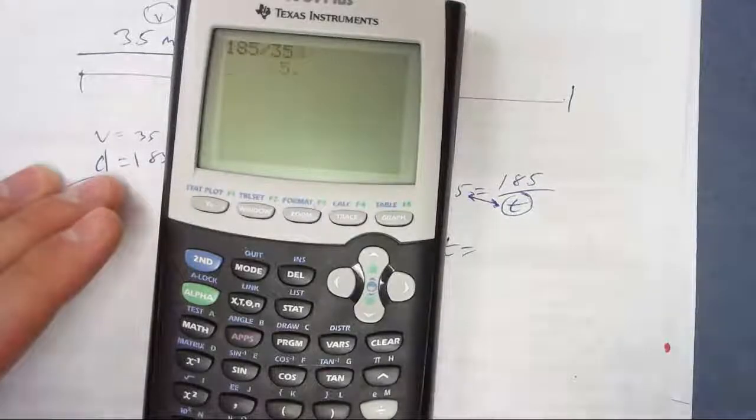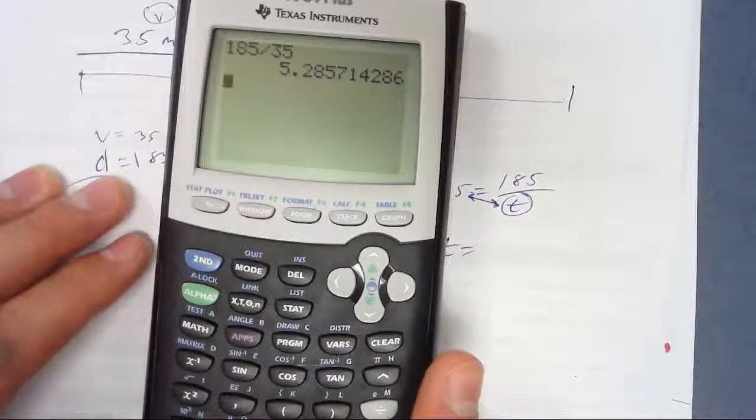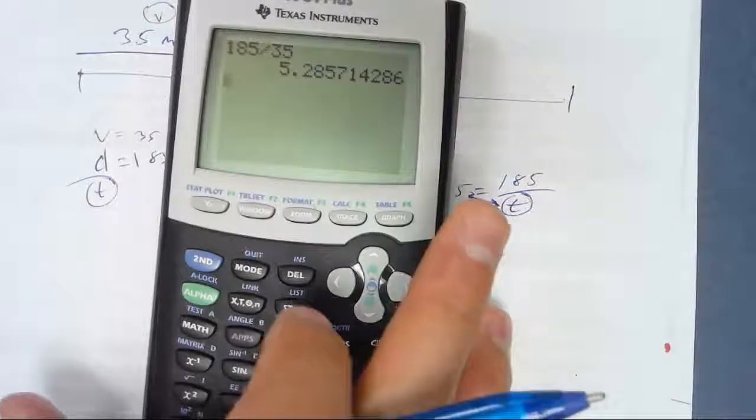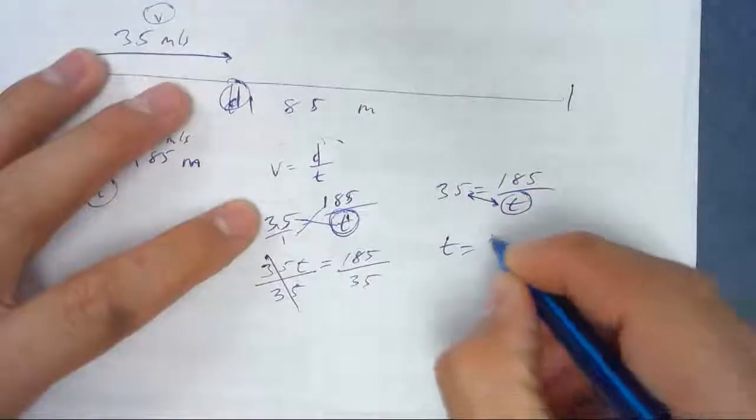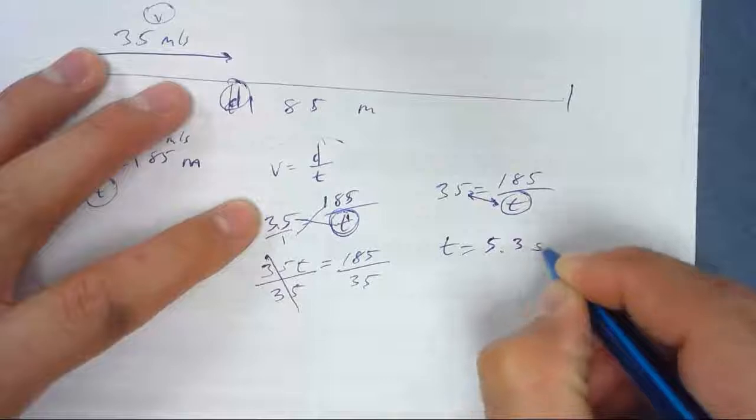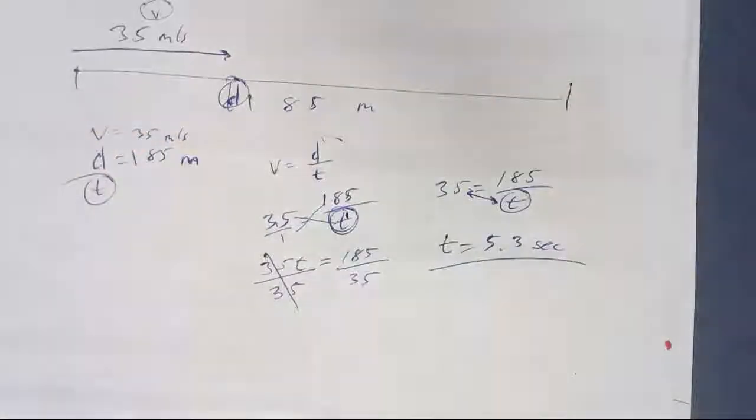185 divided by 35 gives us 5.285, 5.29. Let's just call it 5.3. Takes the horse 5.3 seconds to do this. So there's a problem about time, solving for time using the v equals d over t equation.